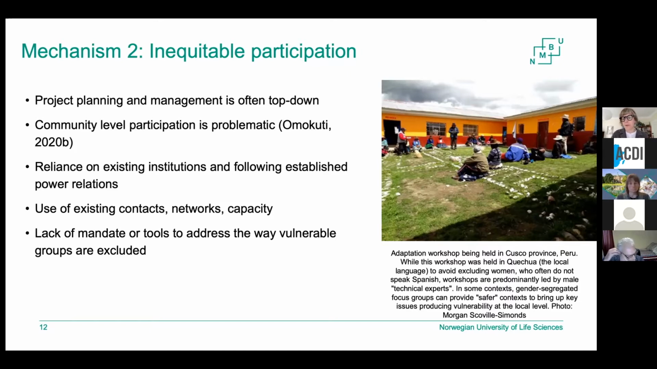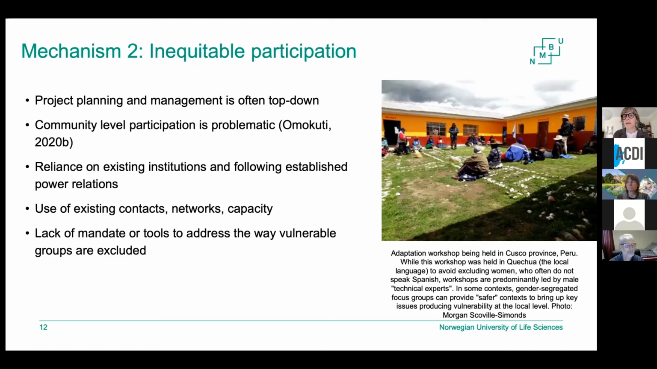And here is a photo from Peru, from Cusco, where actually Morgan, who is also one of our co-authors, said that often these workshops, this is an adaptation workshop that's taking place, are held in Quechua, which is the local language in Peru, because a lot of women don't speak Spanish. So the other language would be Spanish, but in this case, they're held in Quechua so that women can also understand. But they're still predominantly led by the male technical experts. And so often they do try to separate so that men and women are held differently. But as you can see, all this gender dynamic and the language and power dynamic already creates a challenge.